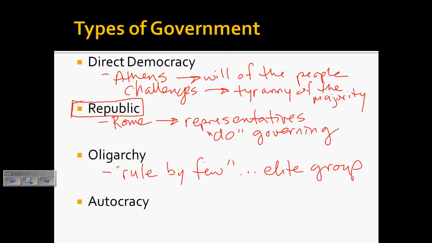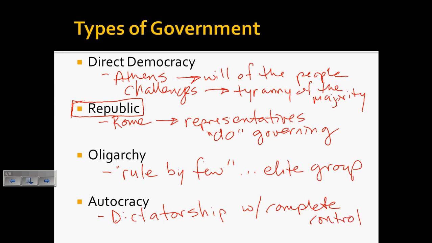And then finally we get to autocracy. And there we have the root auto, meaning single, and this is basically a dictatorship with complete control. We've got all kinds of autocracies that we can look at and think about within the context of world history. Most recently, you have the case of Libya, and the autocracy in Libya, ruled by Muammar Gaddafi, was successfully overthrown. Muammar Gaddafi was captured, and Muammar Gaddafi was killed by the rebels in Libya. That's a classic, not classic, but a good example of an autocracy.